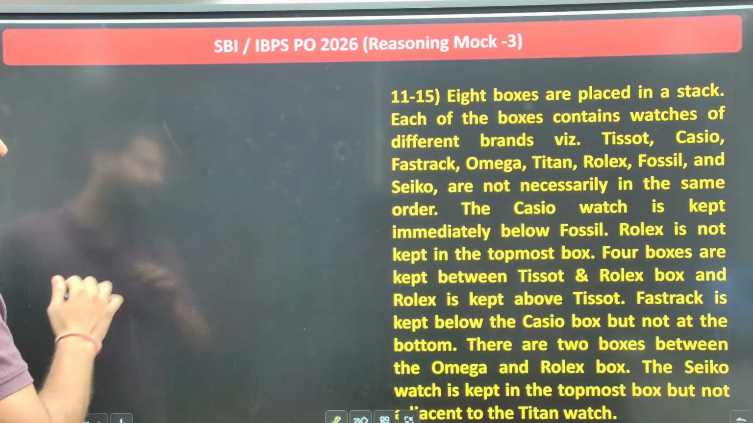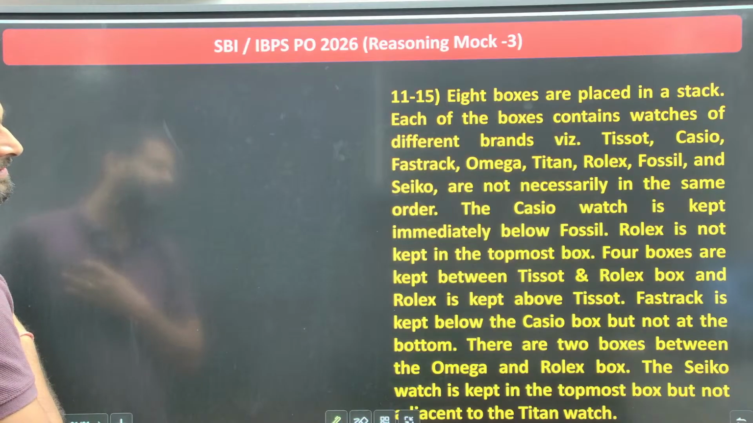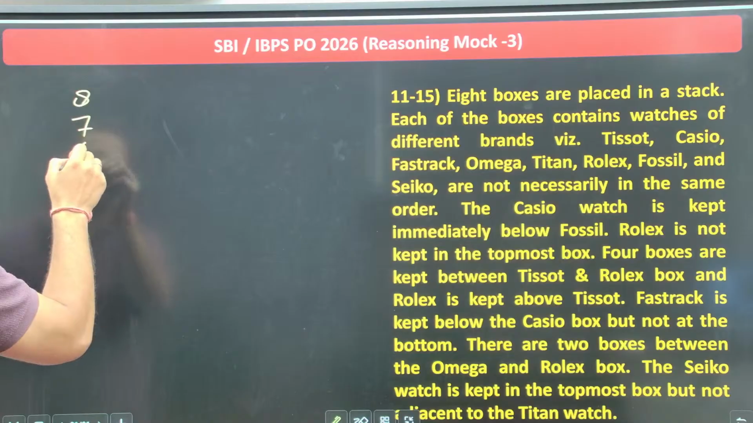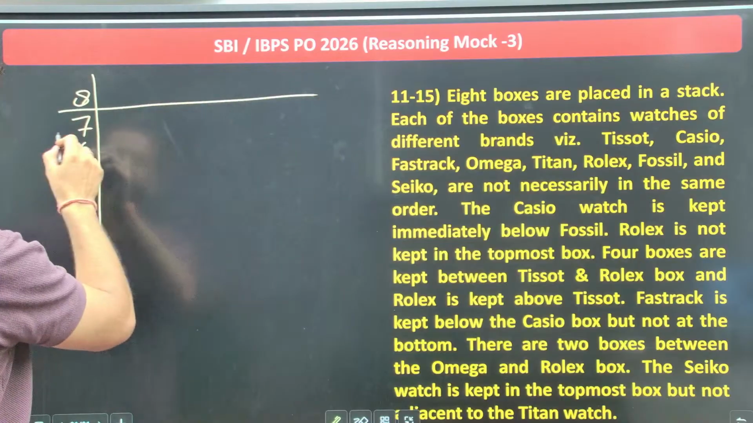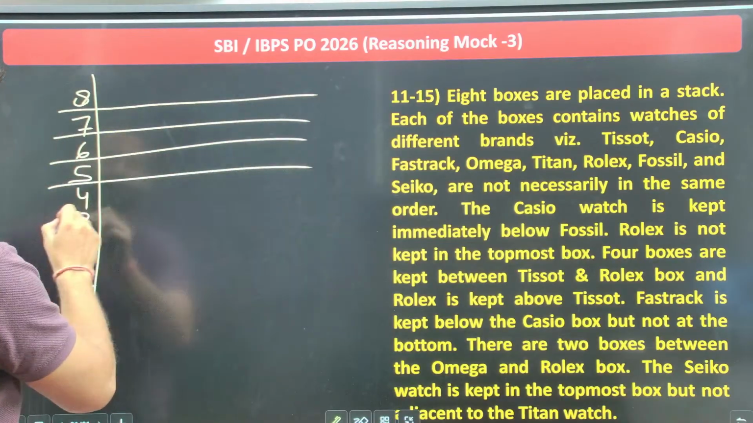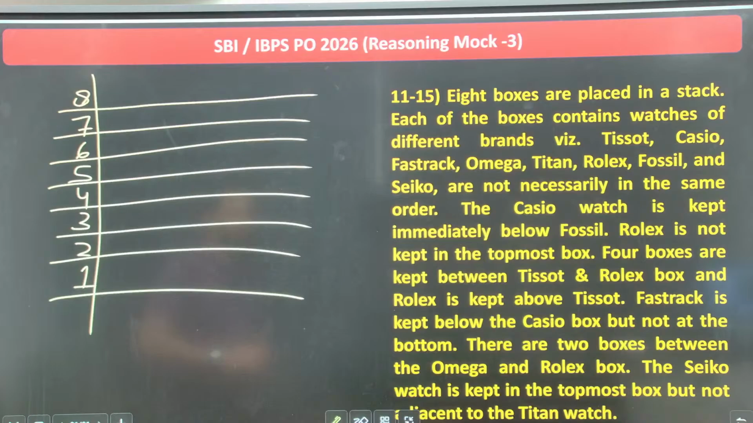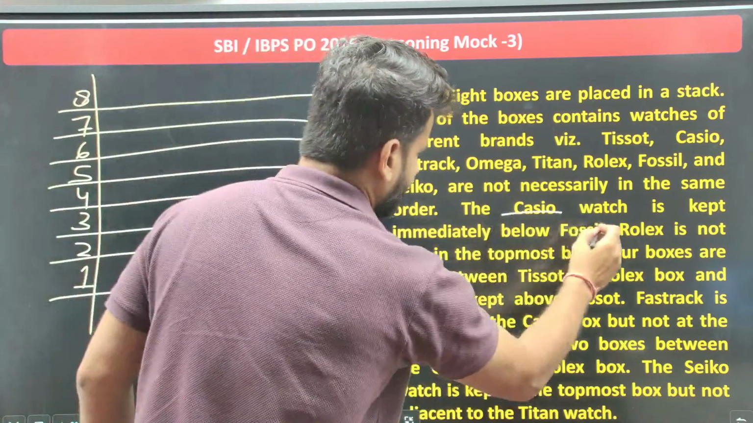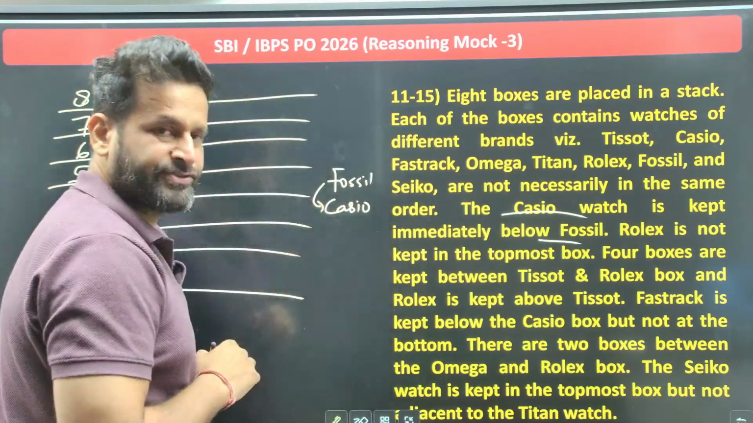Look, a total of 8 boxes placed top to bottom. Numbering is not done, right? Okay. The Casio watch is kept immediately below Fossil. Total 8 boxes. Let us give the numbers 8, 7, 6, 5, 4, 3, 2 and 1. Let us first read and understand the passage. Casio is immediately below Fossil. Wherever you place the watch Casio, it will be immediately below the Fossil watch.